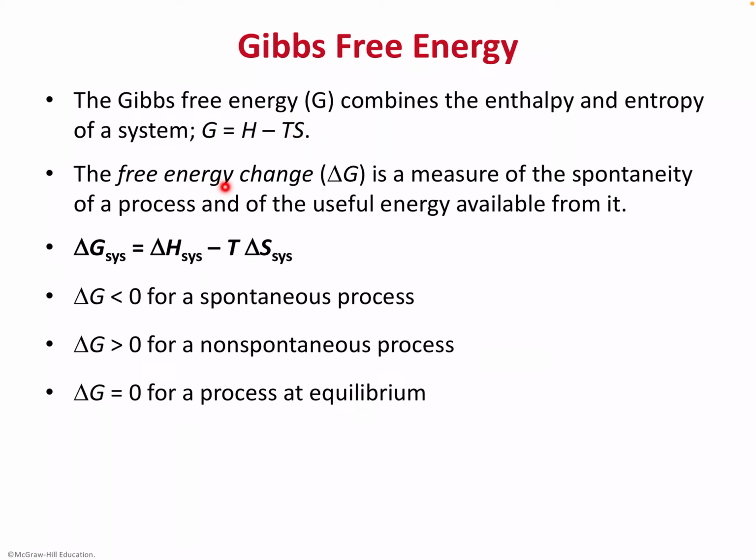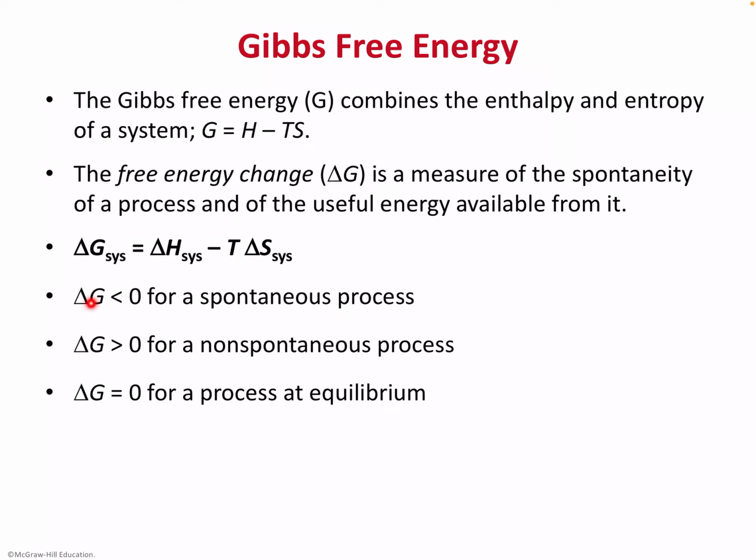The free energy change, delta G, is a measure of the spontaneity of a process and of the useful energy available from it. If you take the change, delta G system equals delta H system minus T delta S at constant temperature.